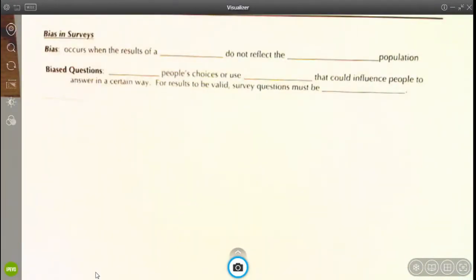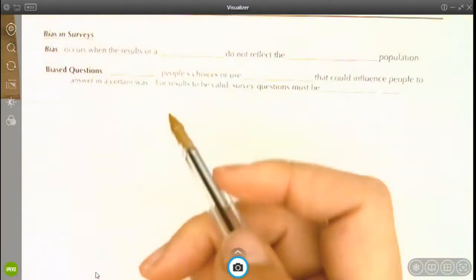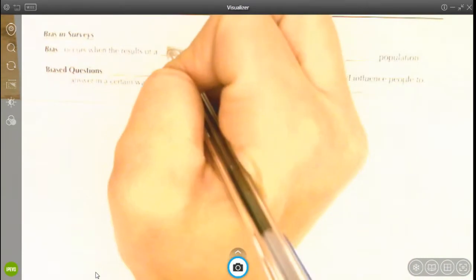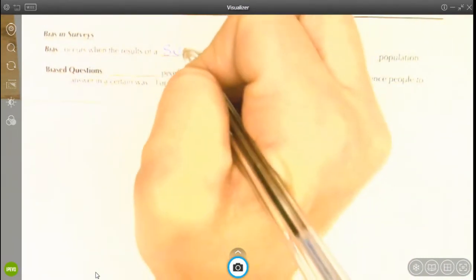On page number 2, we're looking at bias in surveys. What bias means is it occurs when the results of a survey do not reflect the entire population.